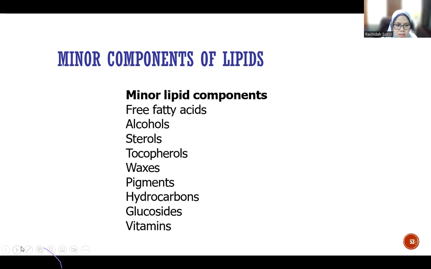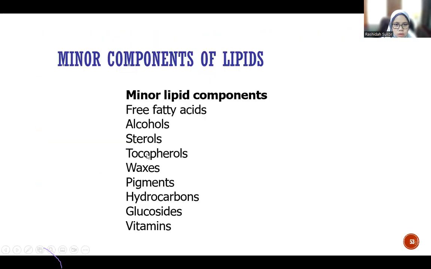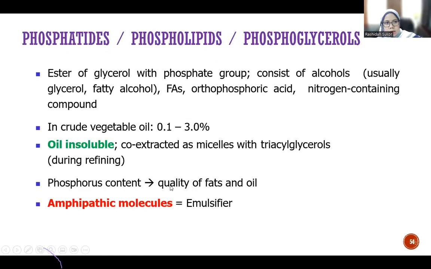Minor components ni kita dah mention tadi kan. Minor components of the lipids other than the major, these can be the minor components. Fatty acid, wax, pigments, glycosides, vitamins, okay. Phosphatide and phospholipid, this one, the one that I mentioned, the one that has ester of glycerol with the phosphate group. That's why dia ada phosphor kat sini kan. Phosphatide or phospholipid or phosphoglycerol.